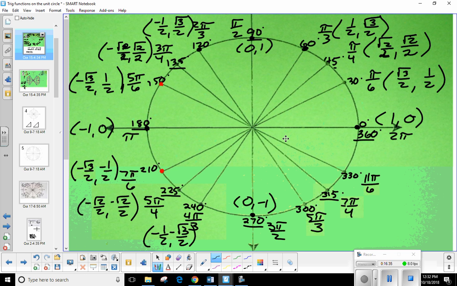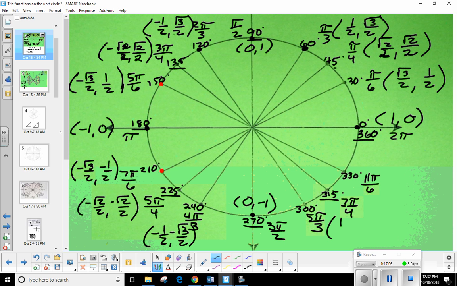Okay, again, look for patterns. When I reflected the first quadrant to the second, x became negative. When I reflected that to the third quadrant, they're both negative. So what should be happening in the fourth quadrant? Are they both negative? Just one of them? Just one. Which one? The y. So what's this one right here at 300 degrees?